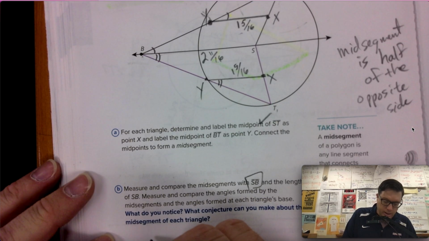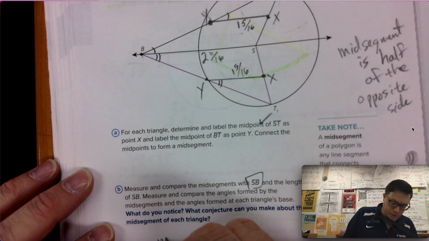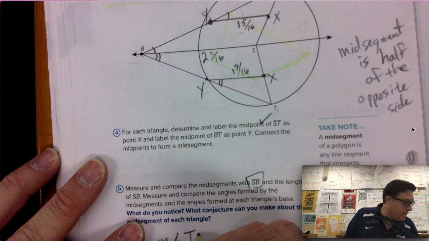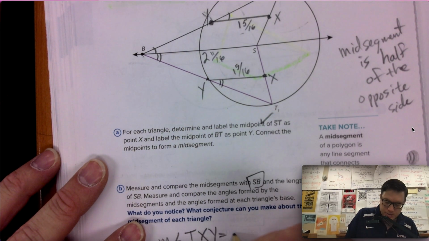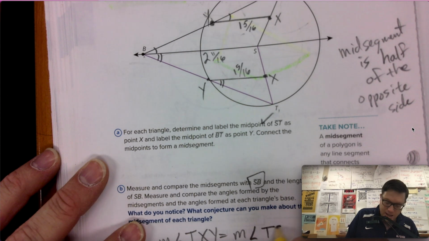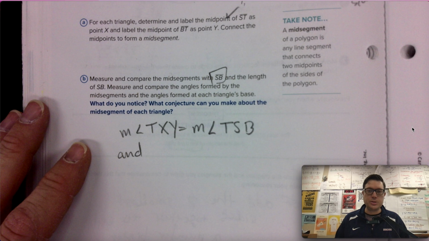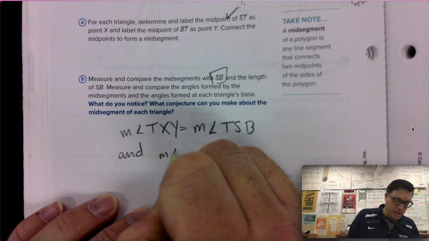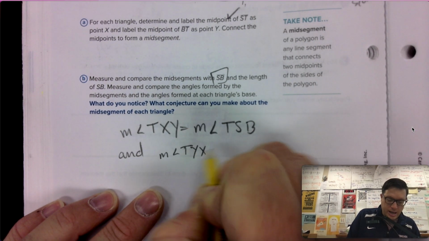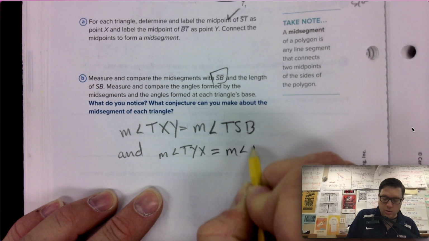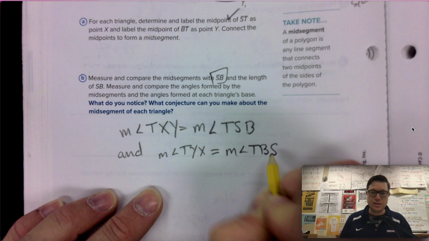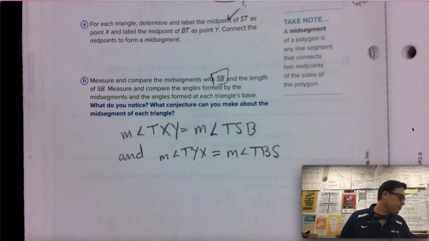So the measure of angle TXY equals the measure of angle TSB. And let me move it all in here so you can see it. The measure of angle TYX equals the measure of angle TBS. Find those in the diagram.